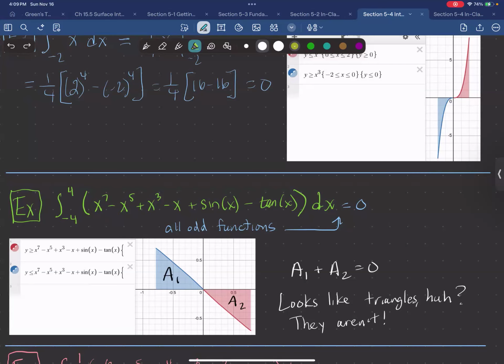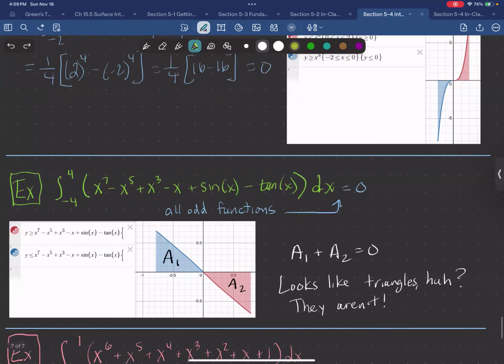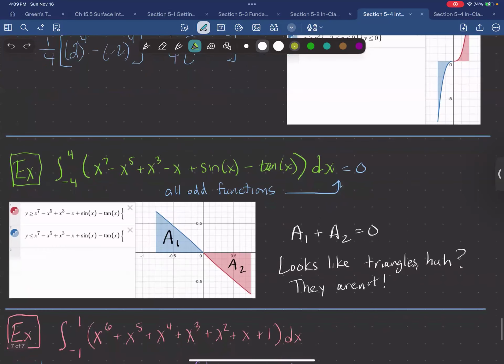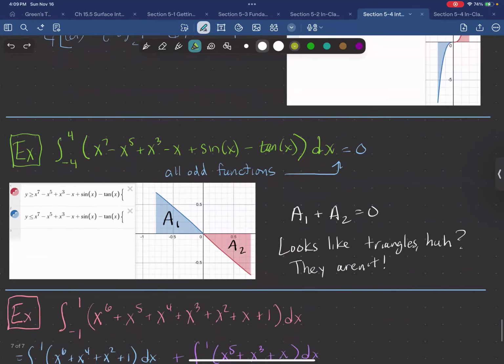All right, let's up the game. Let's try something difficult. I want you to do this one. Pause the video and figure this one out. Be smart. Take advantage of odd and even. What's odd, what's even? Separate them into what's odd and what's even. All right, I'll assume you did.